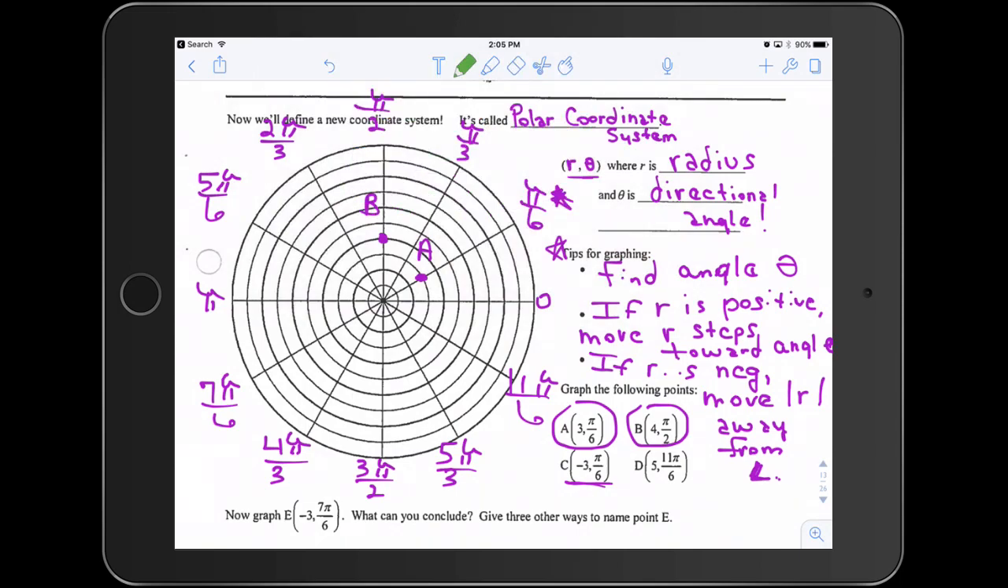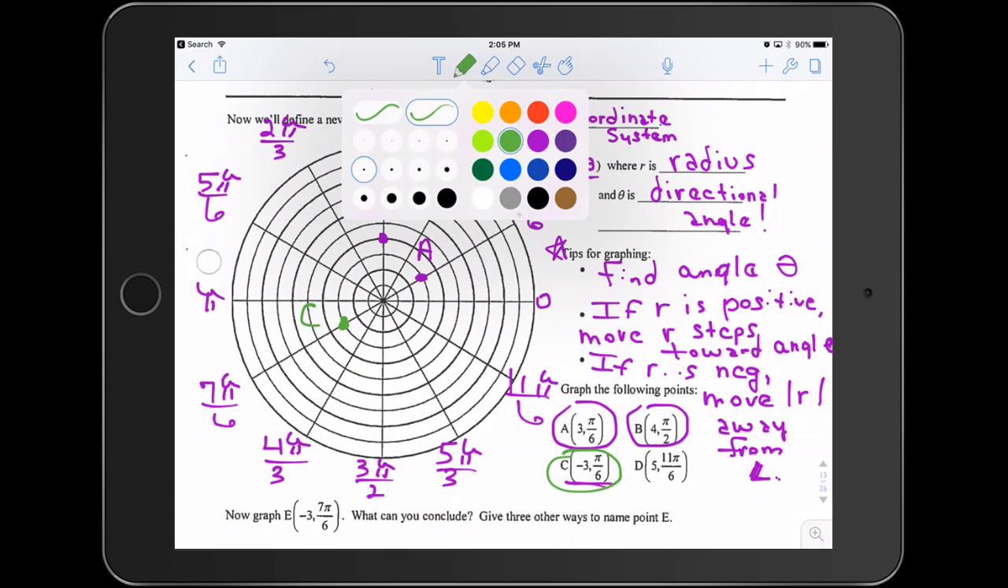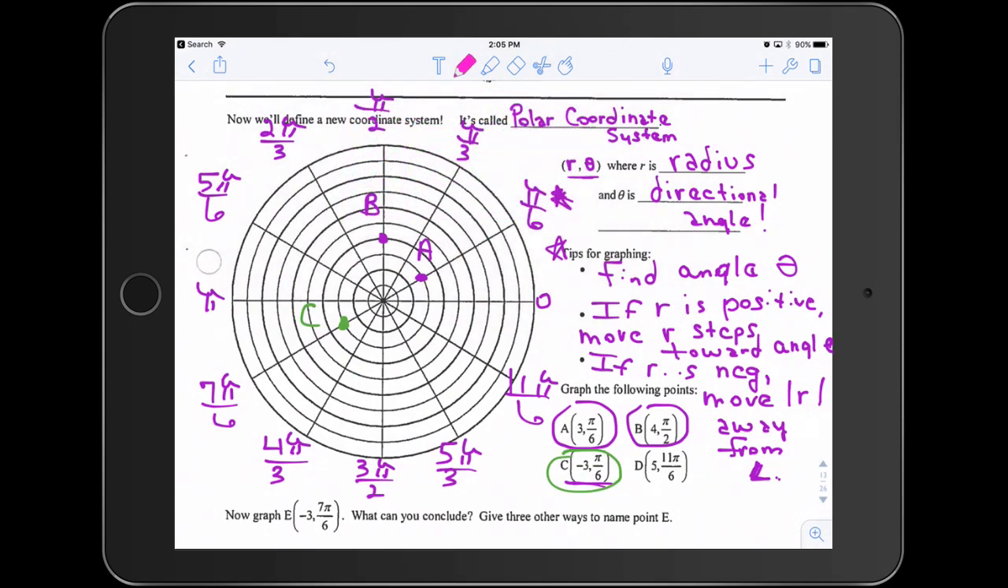So pi over 6, I'm rotating to pi over 6. And then instead of going 3 units towards pi over 6, I'm going 3 units away. 1, 2, 3 from pi over 6. So notice that as long as you're on the pi over 6 rotation, any point is going to be somewhere along that line. I'm going to say that's point C over there. That's this one right here.